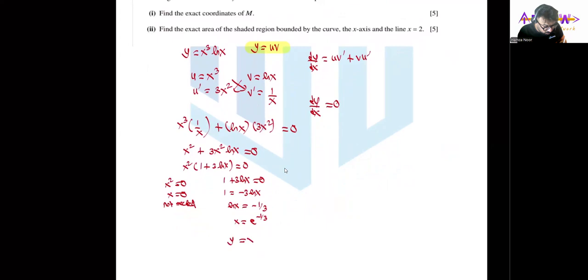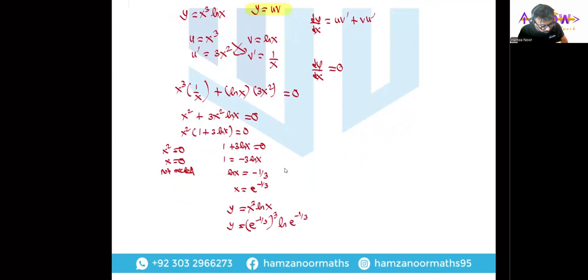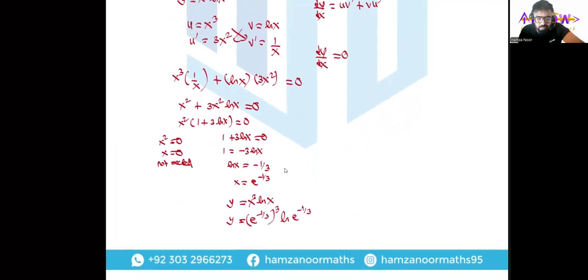So y is equal to x cubed multiplied by ln x, which means y is equal to e raised to the power of minus 1 over 3, whole cubed, multiplied by ln of e raised to the power of minus 1 over 3. Or you can also say that in place of ln x, we can write minus 1 over 3 as well. This is the same thing.